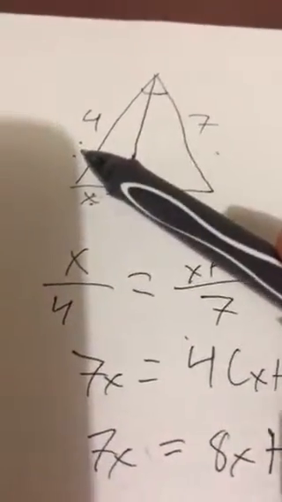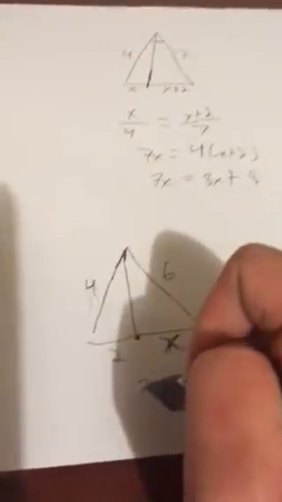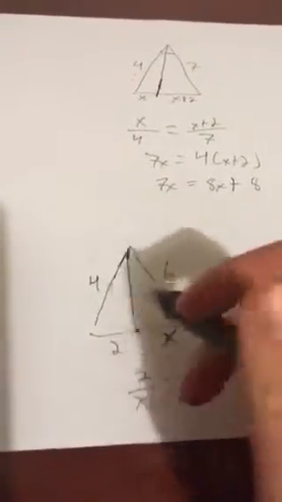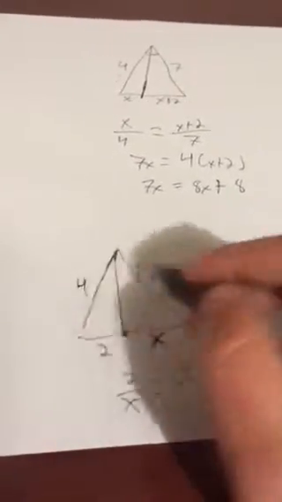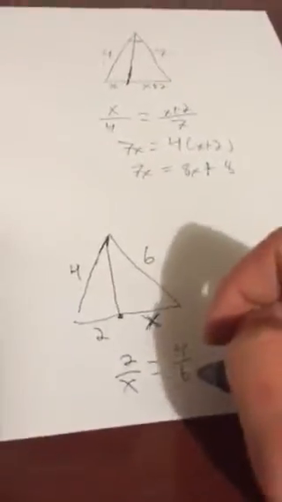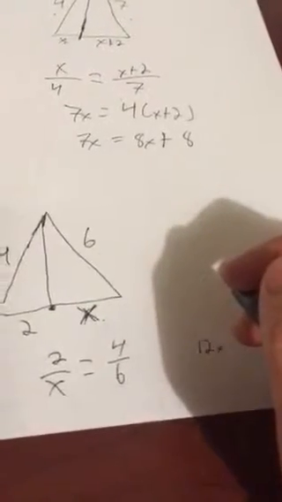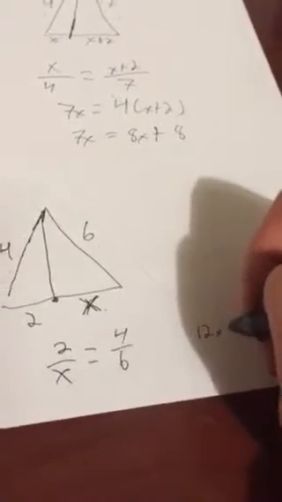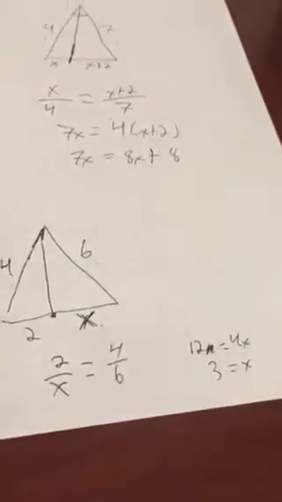Now, we set this one up as segment over leg. I'm going to set this one up as segment over segment. So I'm going to set it up as 2 over x equals the segment I had first, which is 4, that leg, over the other leg, which is 6, okay? And in this one, when I cross multiply, I get 12 equals 4x. It's 4x, x equals 3, okay? So that's how you do that triangle angle bisector theorem, okay?